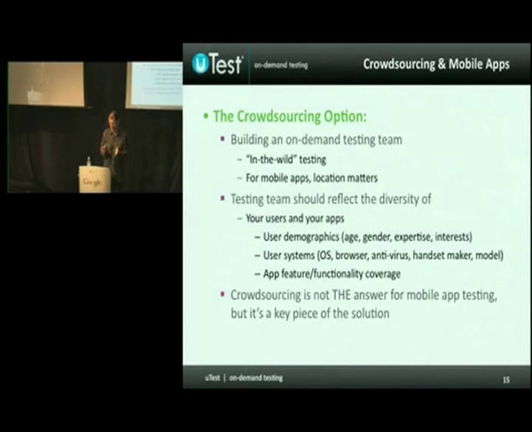Now, crowdsourcing is not the answer for all mobile application testing, and does not intend to be. Crowdsourcing is basically another tool that can be used in the hands of a test lead in order to get better coverage, better exploratory testing, and real-world on-device type of testing.